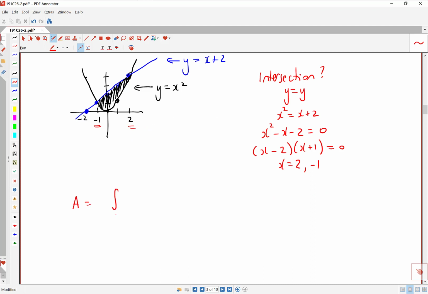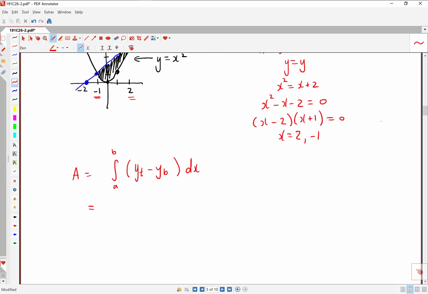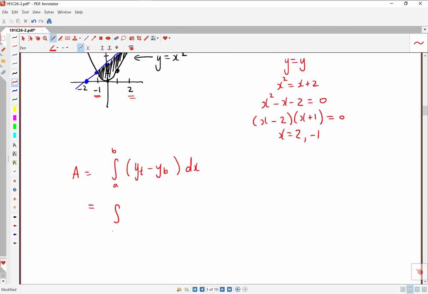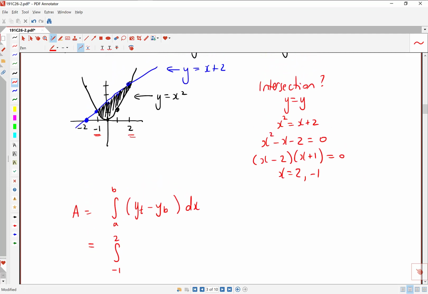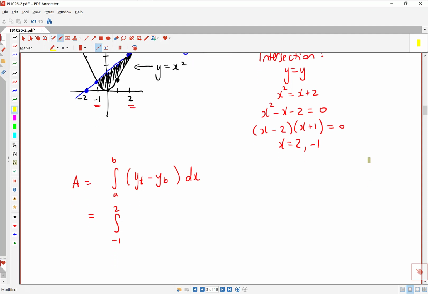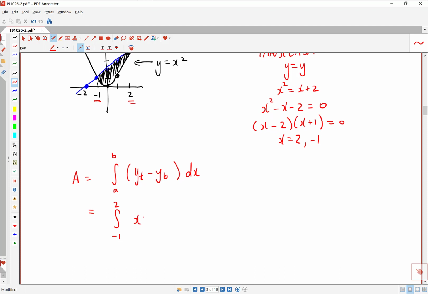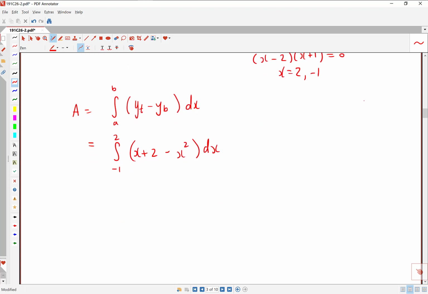So area is going to be the integral from a to b, and what we're integrating is the area of a vertical slice. So that would be y top minus y bottom times dx. Okay, in this particular situation, our x values are going from -1 to 2. We decided that y top, just from looking at our sketch, is the line, y equal x plus 2. So we're going to go x plus 2 minus y bottom, which is the parabola, y equal x squared. So we're subtracting off x squared and then multiplying by dx. And now we're good to go with the integration.